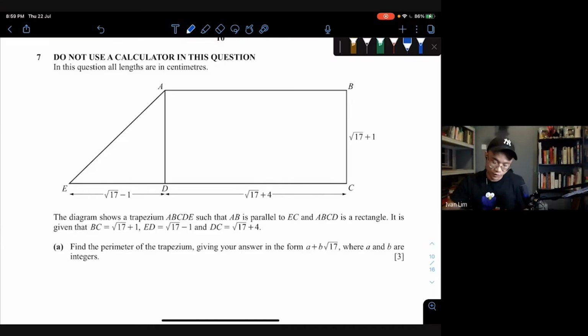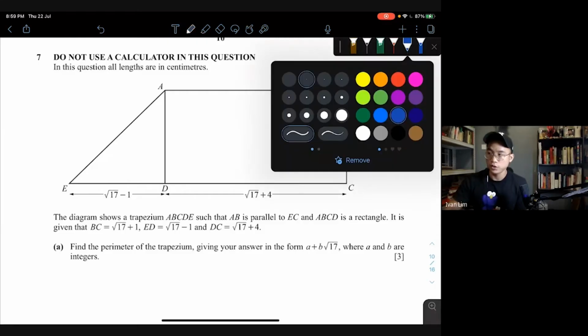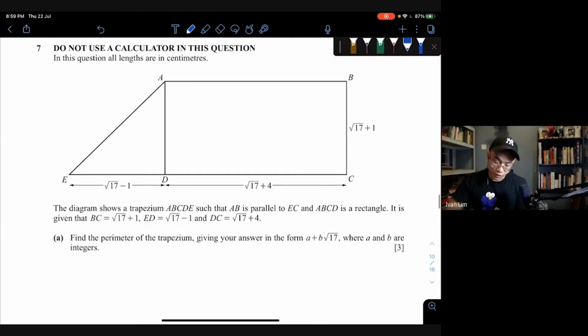Question 7. Okay, do not use a calculator in this question. Okay, so we've got this diagram. The diagram shows a trapezium ABCDE such that AB is parallel to AC and ABCD is a rectangle. It is given that BC equals root 17 plus 1, ED equals root 17 minus 1, and DC equals root 17 plus 4. Find the perimeter of the trapezium, giving your answer in the form A plus B root 17, where A and B are integers.